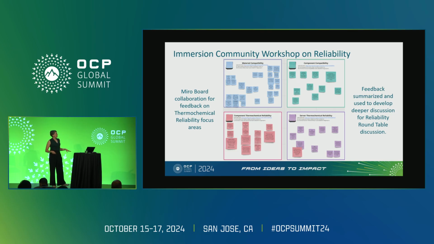So one of the first things we did, back at the end of July, early August, is we had a community outreach, where I called in the community and said, okay, I want to hear from you on where you would like to see this new reliability committee address the gaps in thermochemical reliability within the community. What are your pain points? So we did a Miro board collaboration. We had the community put their feedback out there.